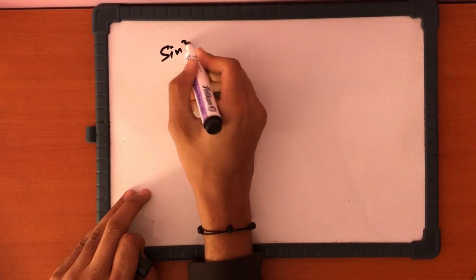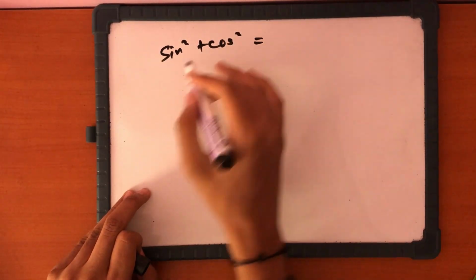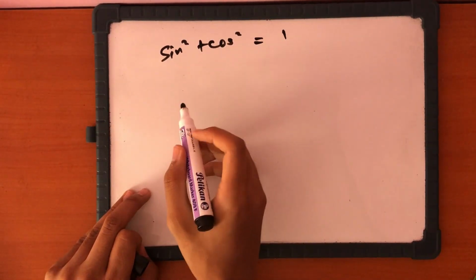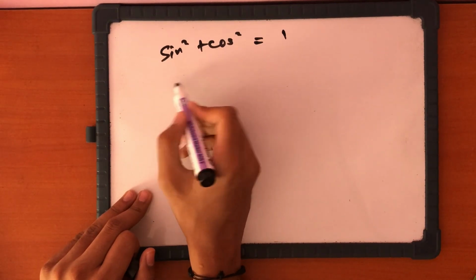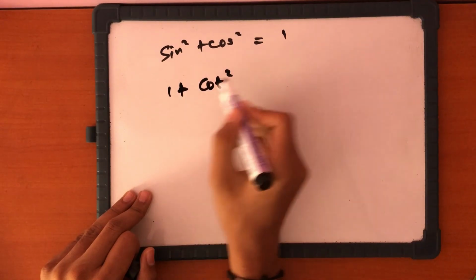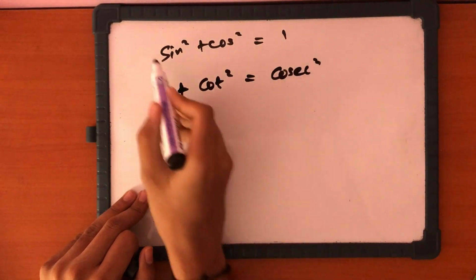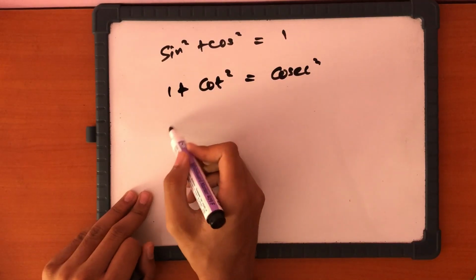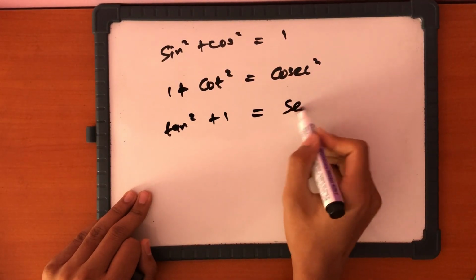First of all, sine squared plus cos squared. Of course, there are x's there. You can't do sine of nothing. But sine squared plus cos squared is 1. And then divide everything by sine squared. So 1 plus cot squared is cosec squared. And then this original one divided by cos squared, we get tan squared plus 1 is sec squared.